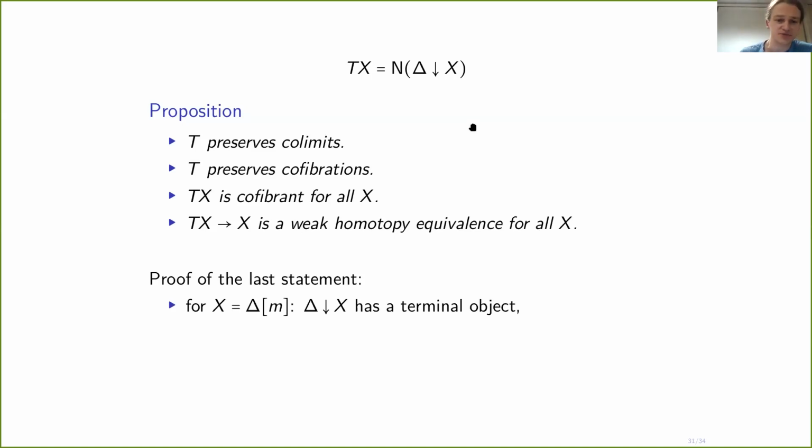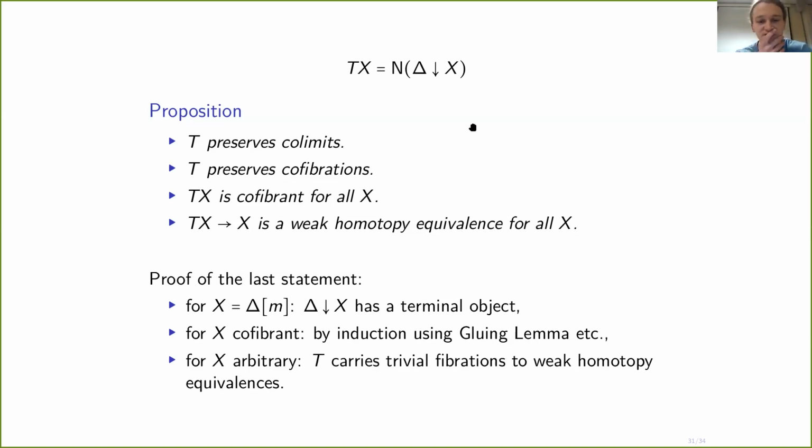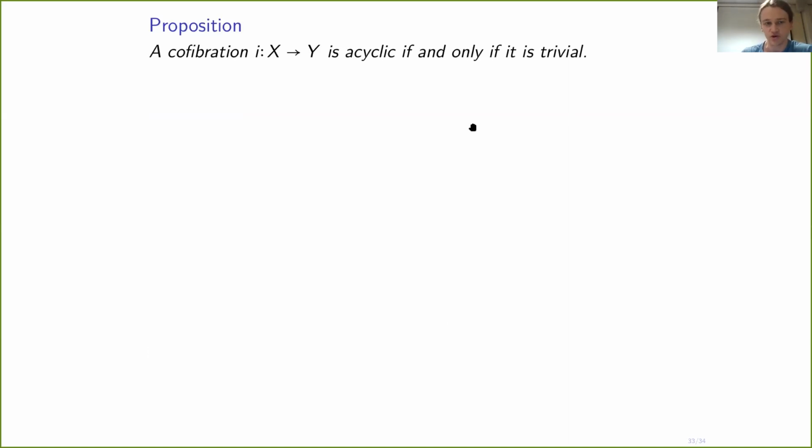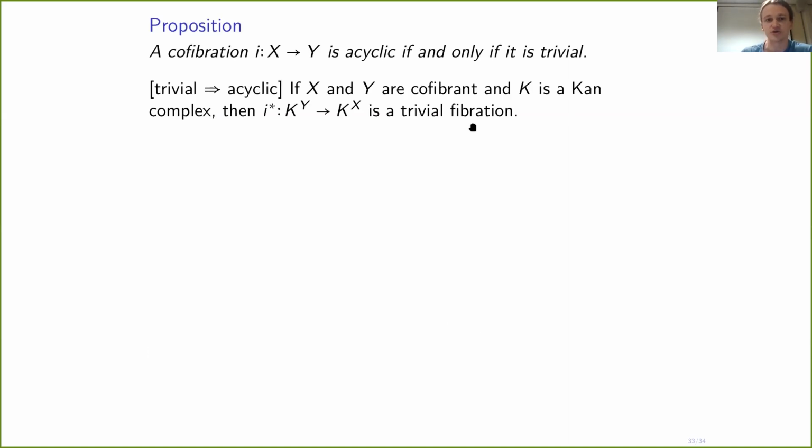So I did have some sketch of a proof here that maybe I'm going to skip, but the critical step is on this next slide, and that's just many applications of theorem A, basically. That's what it boils down to. But the upshot is that we do have a cofibrant replacement functor with nice properties exactly dual to the properties of X infinity. And with that, we can show that the cofibration is acyclic if and only if it is trivial.